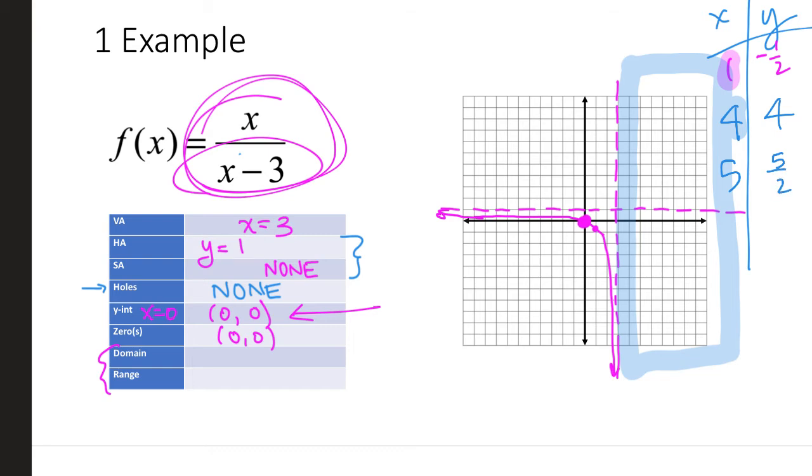So let me plot those dots. 4, 4 is here. And 5 halves, that's 2.5. So 5, 2.5 is right here. And then I can draw this line in. Okay, and again, that works because your asymptotes act as magnets, and your line has to go through the dots you just drew. Okay, so there's your first rational function.